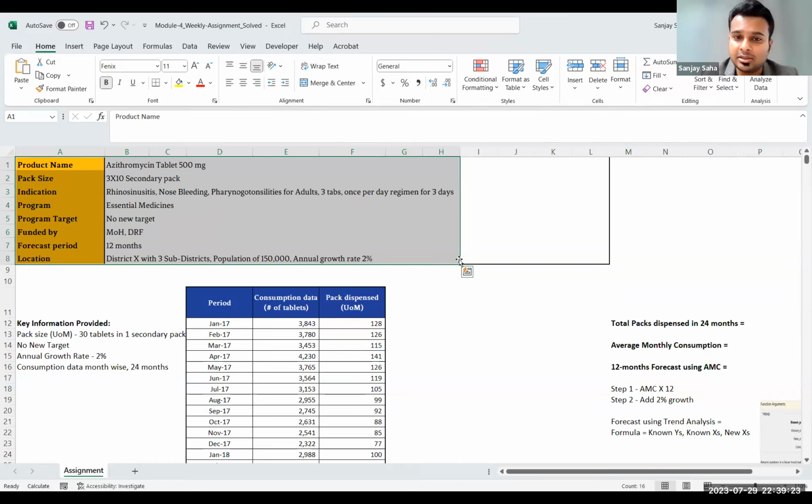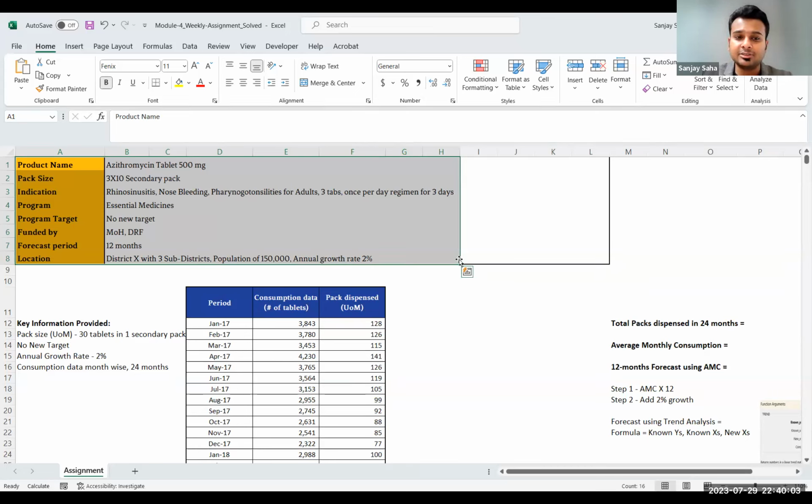The indications written on the screen are rhinosinusitis and a few others. Adults need 1 tablet a day for 3 days. That's the regimen. It's part of the Essential Medicines program in District X, funded by the Ministry of Health through the Drug Revolving Fund. There is no new target to consider, so it needs to follow the regular consumption in the Essential Medicines program. The forecast period is 12 months, and there is a growth rate of 2%.